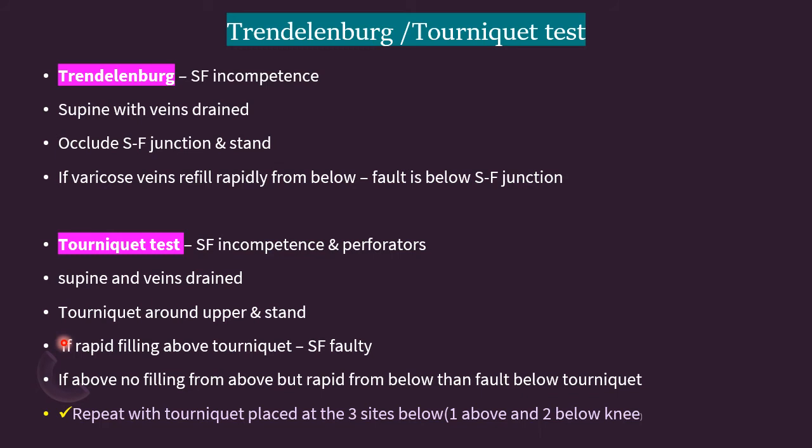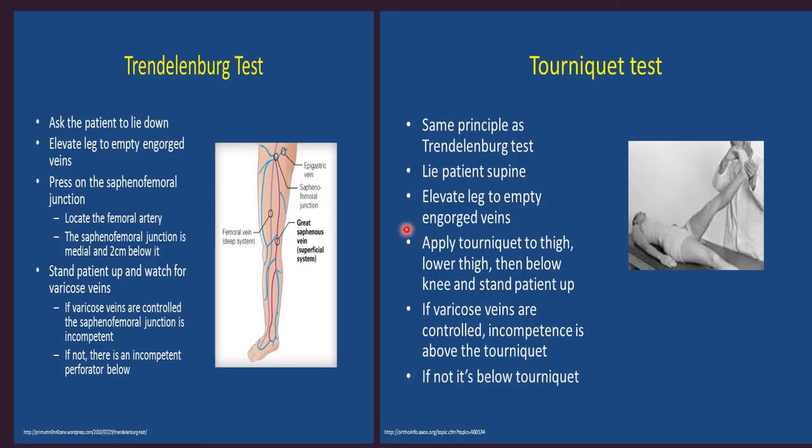It can be either in the popliteal vein, popliteal saphenous vein, or at the deep perforators. This test is repeated with the tourniquet placed at 3 sites, 1 above and 2 below the knee, to localize the site of the deep perforators that are incompetent. Okay, these are the two important tests which I've mentioned.